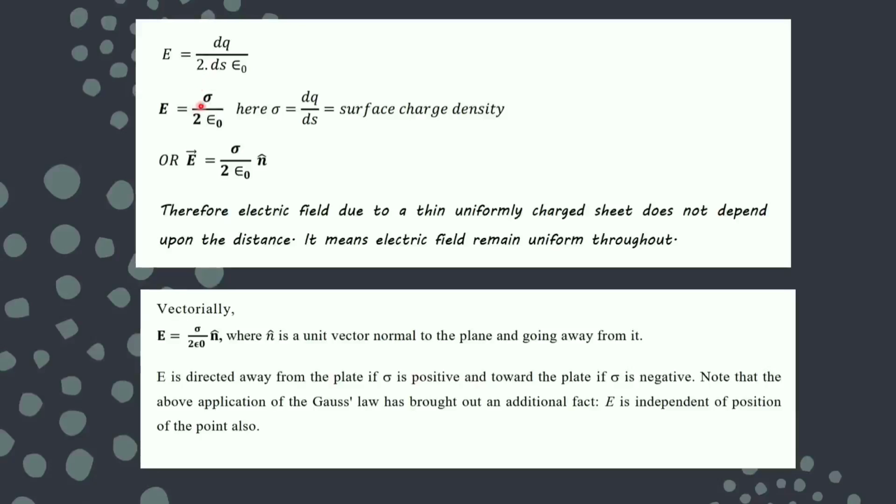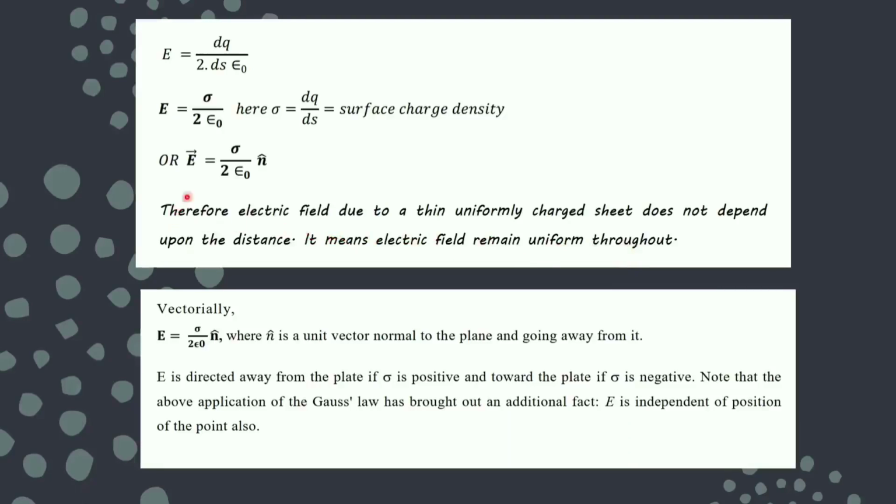and dq by ds can be written as sigma also. One method you can do by writing integration, or another you can simply take from the expression and replace small charge per unit area, that is equal to the surface charge density. So you can replace it by sigma, so E can be written as sigma upon 2 epsilon naught. And here you have to see that it is independent of the distance r where I am taking the things, it is not dependent upon that. So it means electric field is remaining uniform throughout.